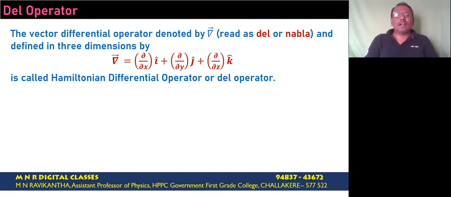The vector differential operator is denoted by del bar, and the symbol is read as del bar. The bar indicates it is a vector function, or sometimes it is also read as nabla, and it is defined in three dimensions by the equation del bar is equal to dou by dou x i cap plus dou by dou y j cap plus dou by dou z k cap. This differential operator is called the Hamiltonian differential operator, or simply we call it the del operator.